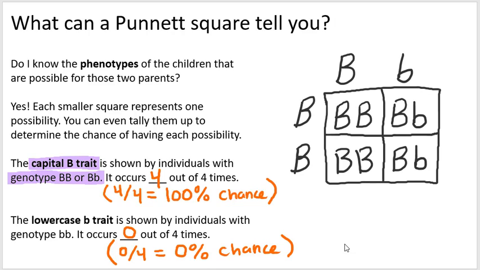The lowercase b trait, or the recessive trait, will only show for children with the genotype little b. And we wrote it out because we are thorough biology students. The genotype little b occurs 0 out of the 4 times. So for these two parents, none of their children will show the lowercase b trait, or recessive trait.